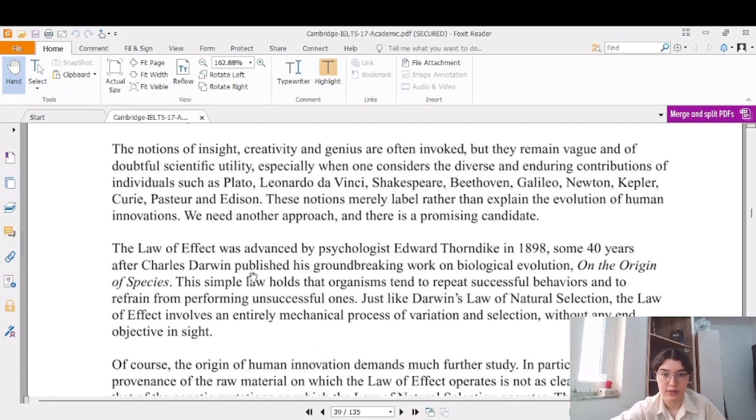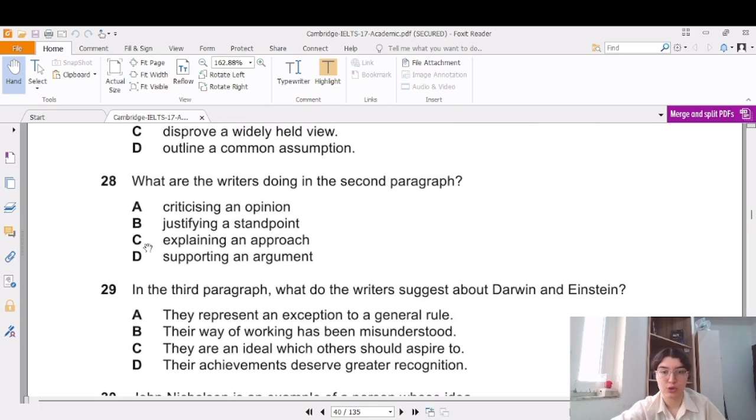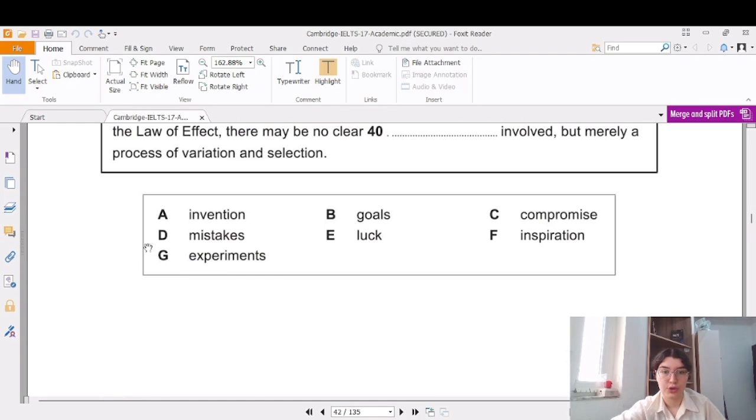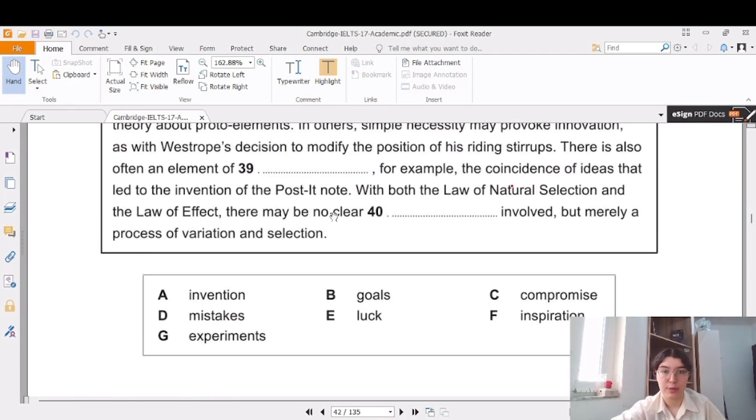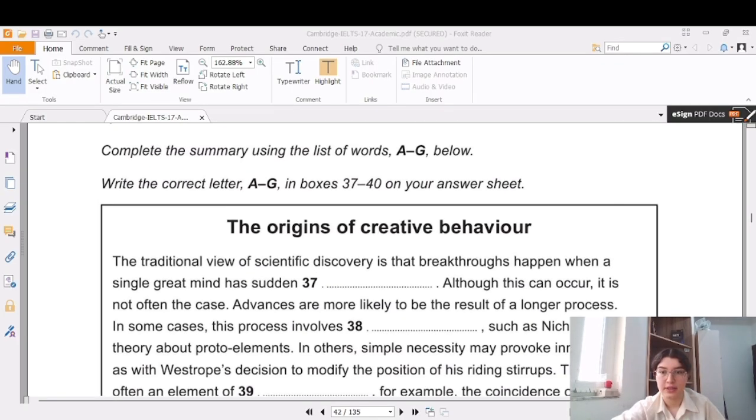Okay, it was somewhere here. It involves an entirely mechanical process of variation and selection without any end objective insight. Objective means goal. So it would be, there may be no clear goals involved, but merely a process of variation and selection. And that is the end of this passage.